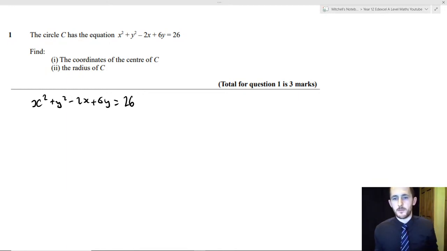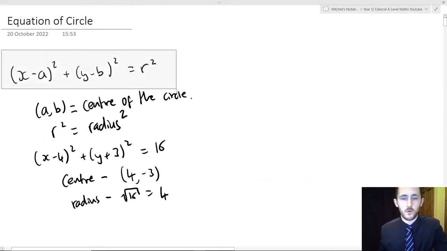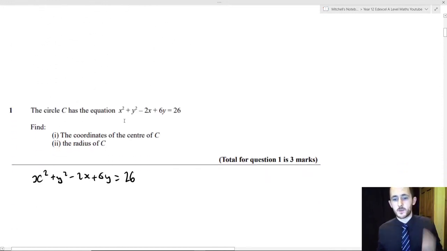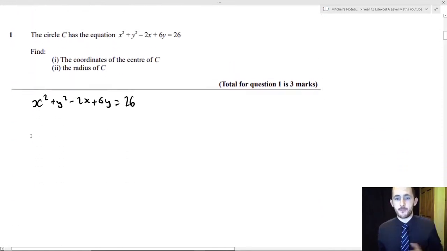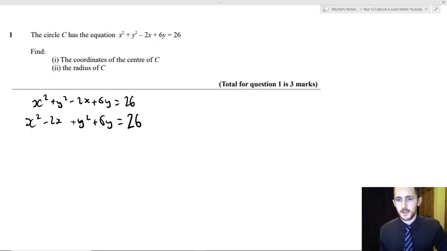I'm not going to write part 1 and part 2 because we can do both of those essentially at the same time. So how do I form an equation that looks like this? Well, all I need to do is use completing the square for x and y separately. So if I bring the x's together, we have x squared minus 2x, and then plus y squared plus 6y equals 26. Then all we need to do is completing the square for the x terms and completing the square for the y terms.